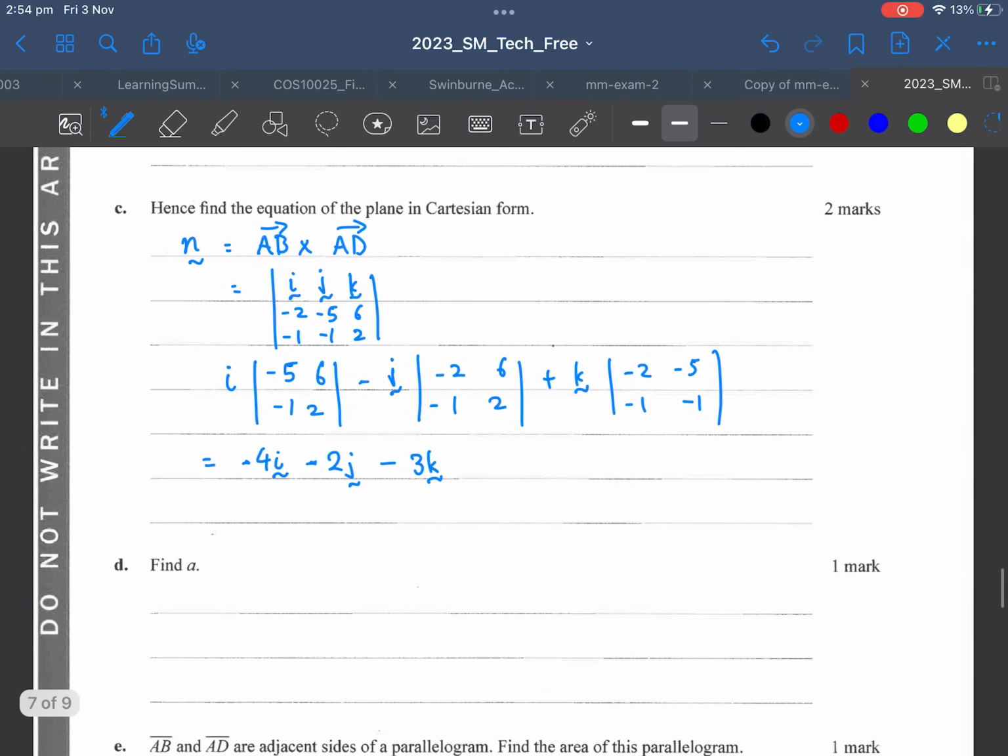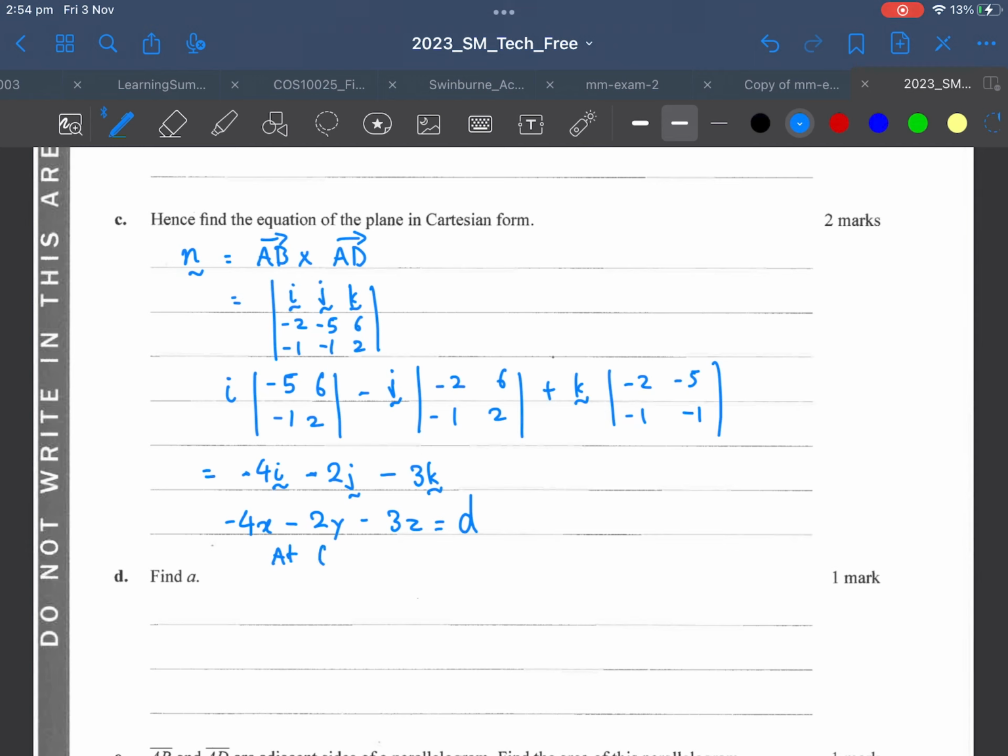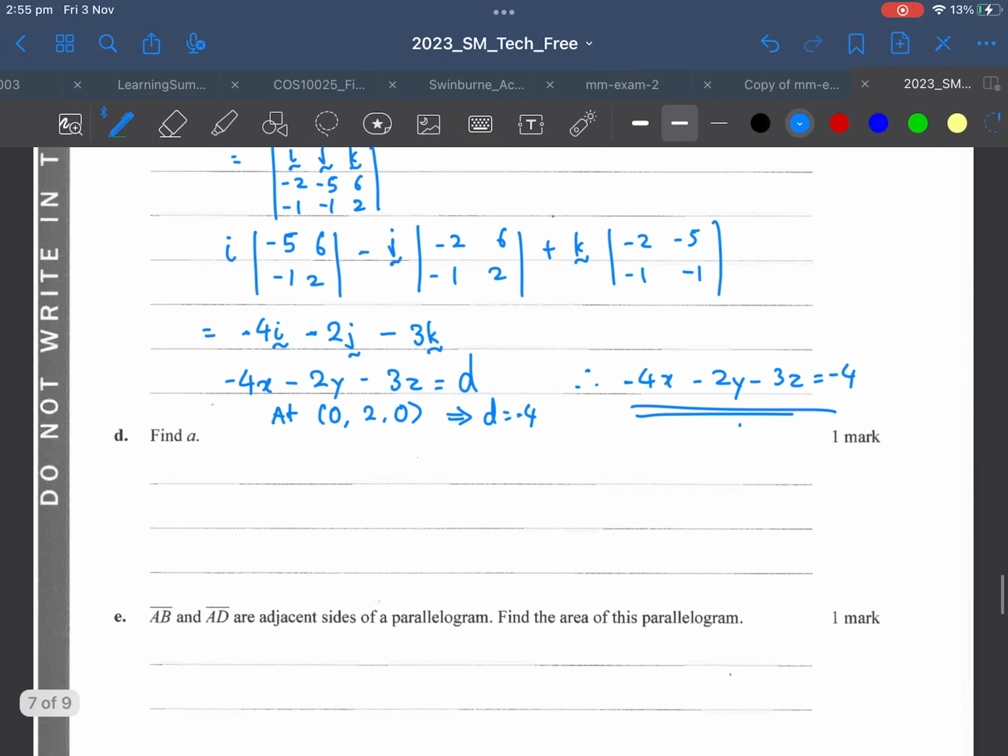So our equation of the plane will be minus 4x minus 2y minus 3z equals to something, let's say d, and I'm just going to substitute. So at (0, 2, 0), what is our d? So our d is just going to be minus 4, implying that d equals to minus 4. Therefore, the equation of the plane will be 4x plus 2y plus 3z equals to 4, not 4, minus 4. There we go.